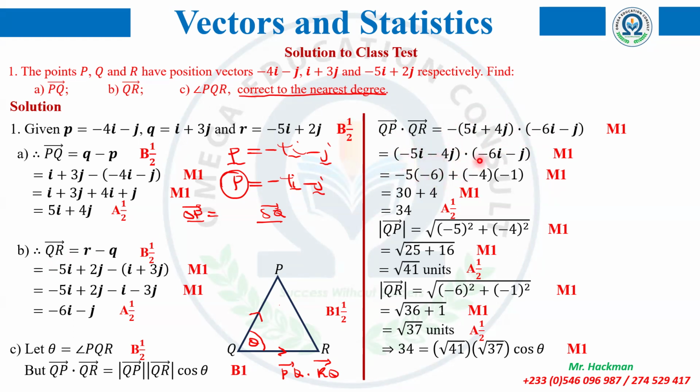So here you multiply corresponding components. It will be minus 5 times minus 6, then plus this one times that, which when you simplify, you get this. So take note of the marks allotted there. Then, like I said, we don't know the magnitude of vector QP, so we can find it. The magnitude of vector QP will be the same as the magnitude of vector PQ.